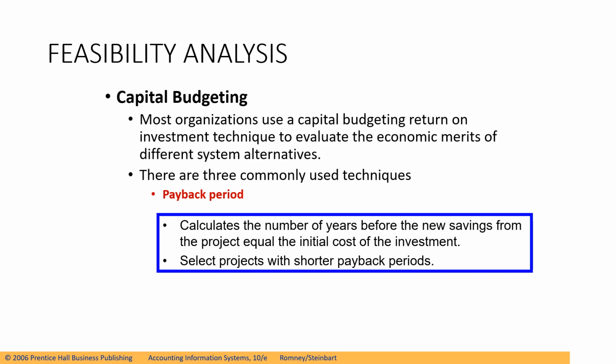Okay, one way of analyzing the economic feasibility is capital budgeting. So most organizations use this method, looking at the return on investment technique to evaluate the economic merits of different system alternatives. There are 3 commonly used here: the payback period, which calculates the number of years before the new savings from the proposed system equal the initial cost of the investment, and it also selects projects with shorter payback period.